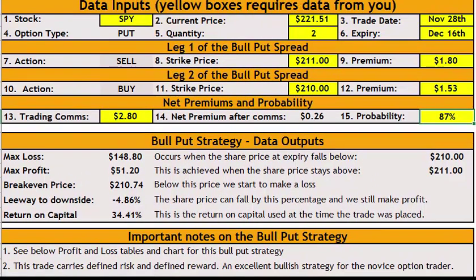Well, if you see up here, the current share price is 221.51. And if you think about it, if our break even is above 210.74, that means the share price can fall all the way from 221.51 to 210.74 and we make some sort of a profit. Or it could fall 4.86% and we make a profit. That's why we like these type of strategies. That's why they're high probability strategies, is because the share price can fall and you can still make a profit.